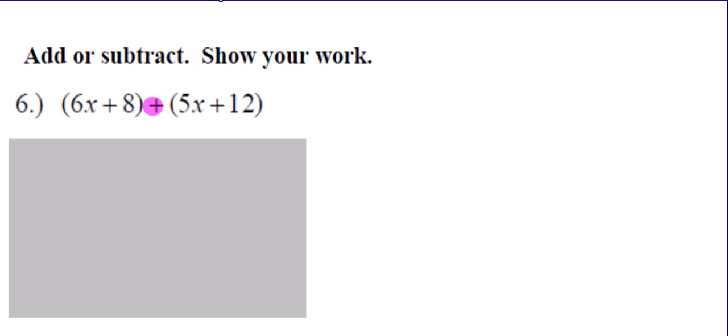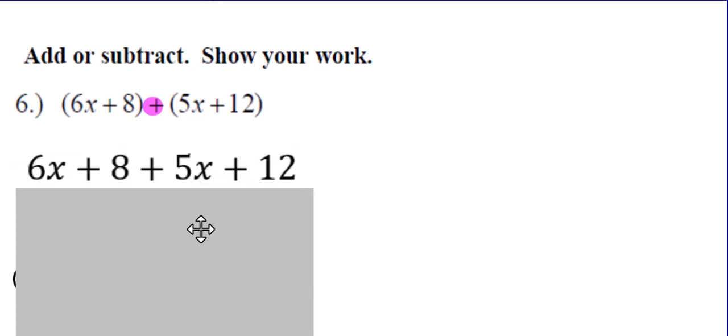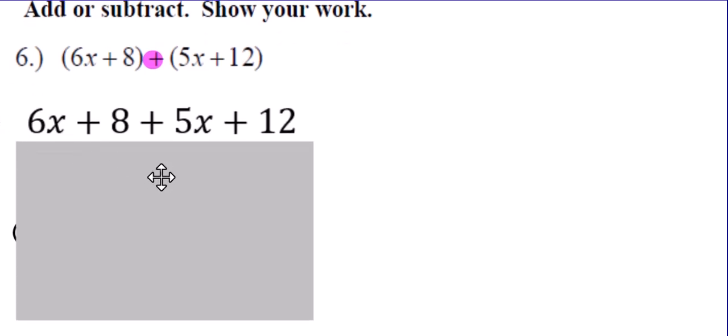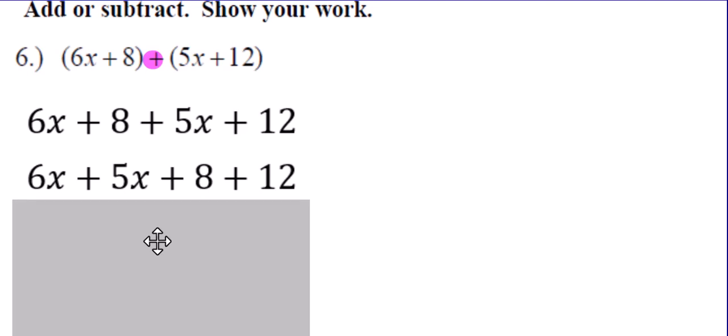So I'm allowed to just drop the parentheses, reorder it so the like terms are side by side. So I dropped off my parentheses in my first step. You might be able to skip that. And then I reordered it. So my 6x plus 5x, my like terms, are side by side. And my constants, 8 and 12, which are also like terms, are side by side.